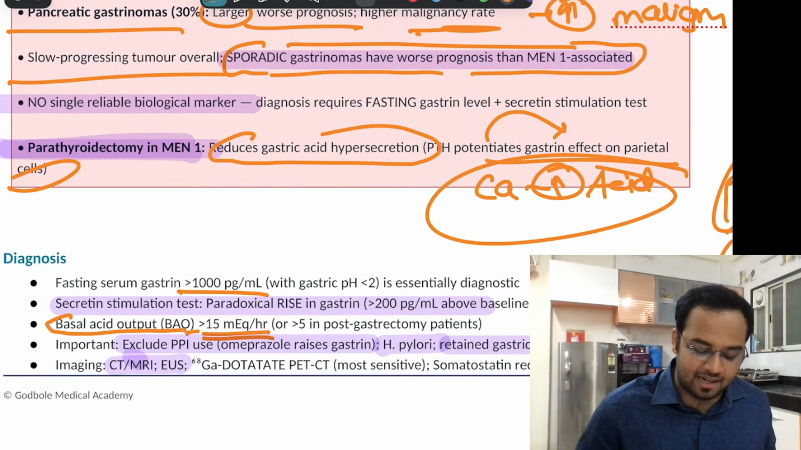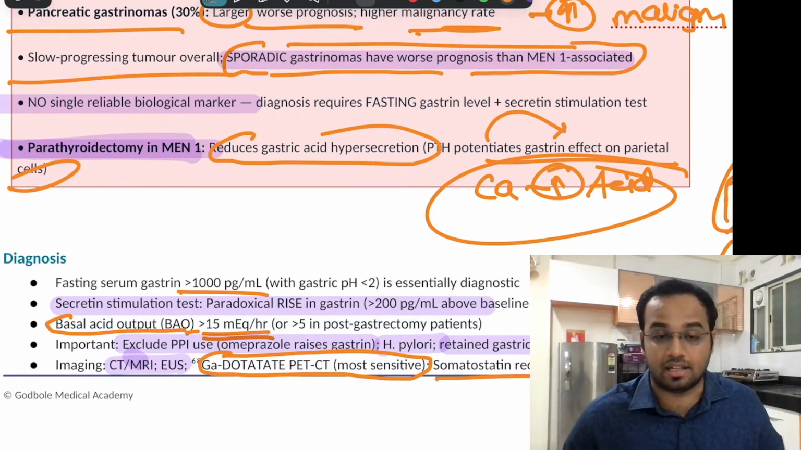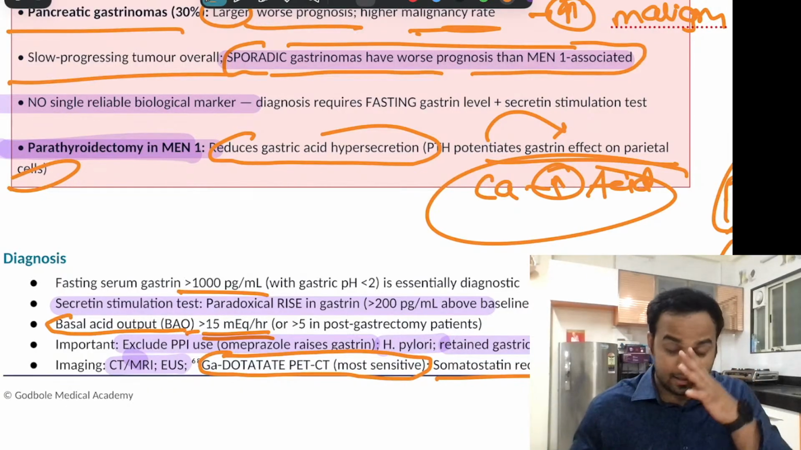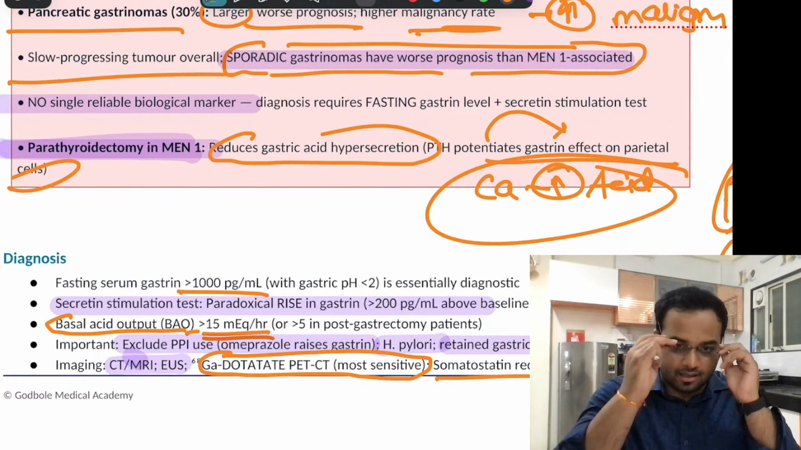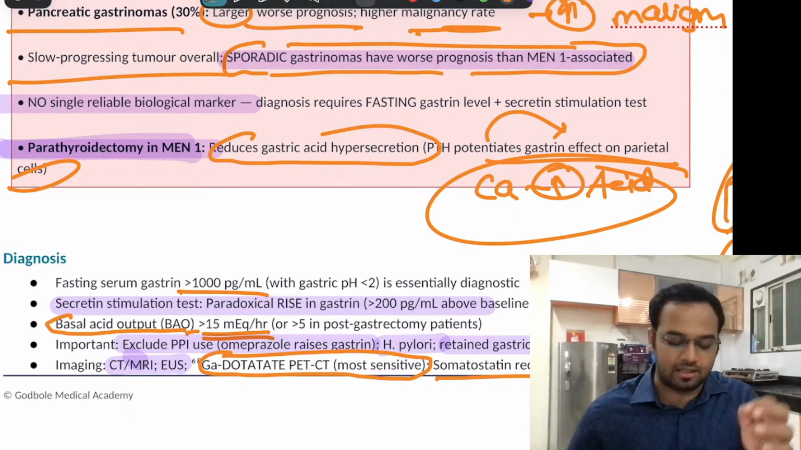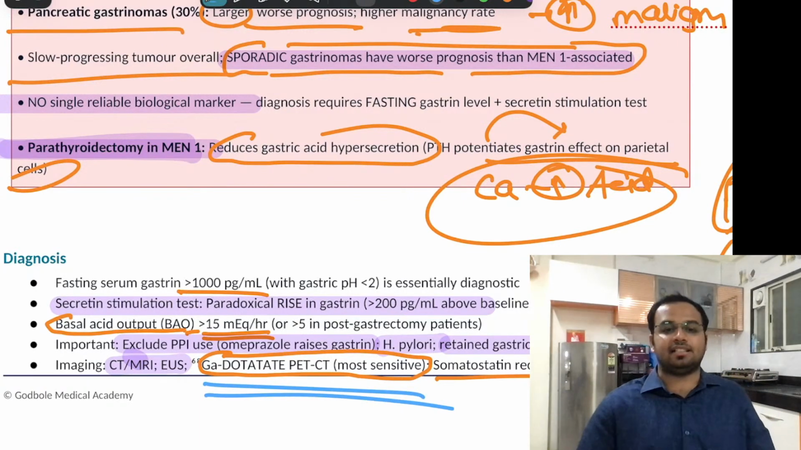In imaging, CT and MRI can be done, endoscopic ultrasound can be done near the Passaro's triangle, but gallium DOTATATE scan is the most sensitive. It is going to pick up wherever the lesions are. That is also called somatostatin receptor scintigraphy. So whenever the gastrin is high, you can straight away post the patient for a gallium DOTATATE scan, and it is going to pick up the lesion.